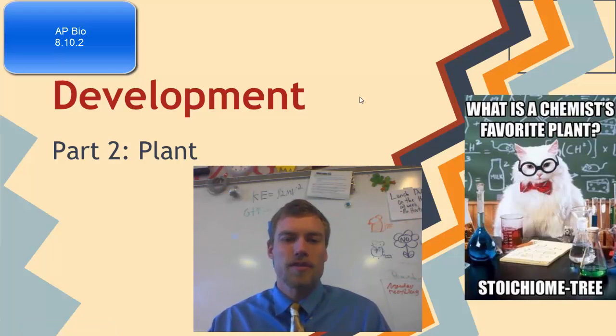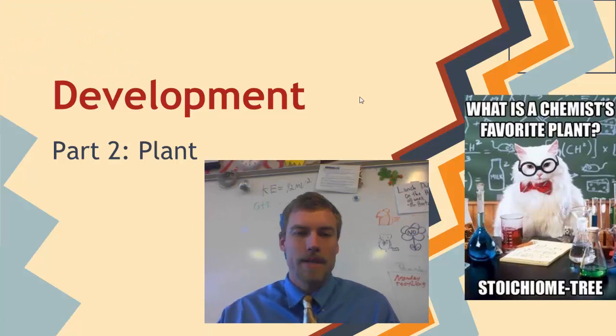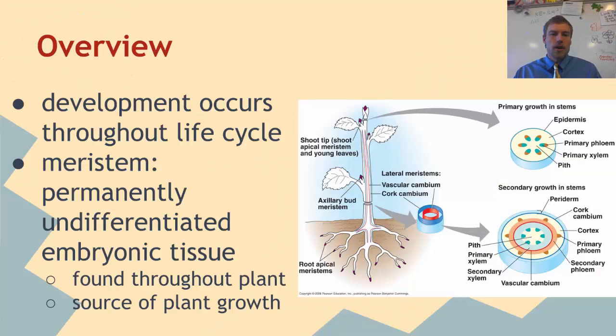Today we're going to be finishing up development by talking about plants. So just a quick overview. Development for plants occurs throughout the life cycle. It doesn't ever kind of stop like it does in animals when they reach the adult stage. And what powers this growth is the meristem.